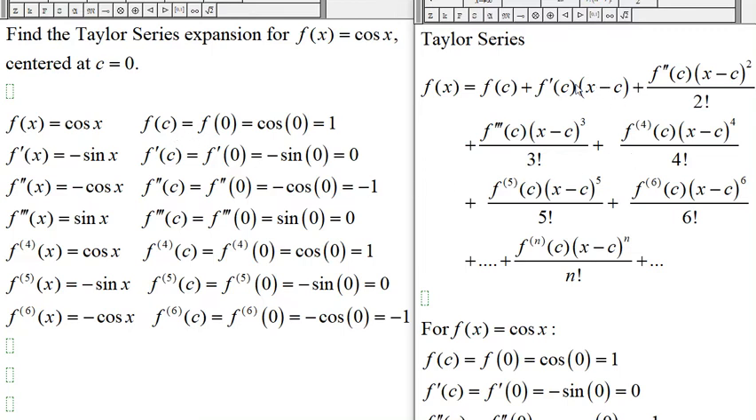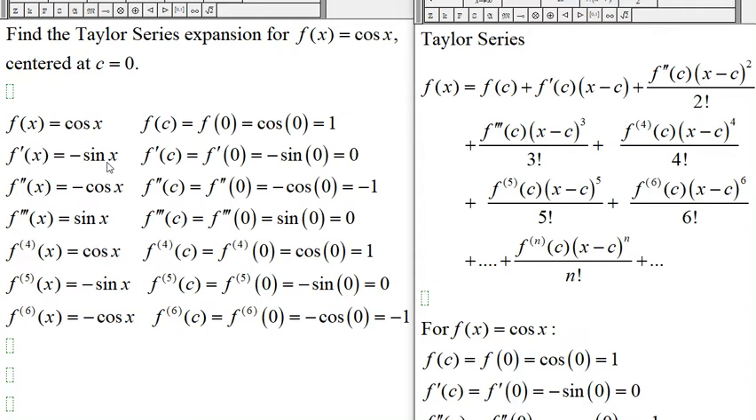And so in the place of f of c, we have 1. In the place of the first derivative, we get 0. The second derivative at c, we get negative 1. The third derivative, we get 0. The fourth derivative is 1. And then the fifth derivative, we get 0. And the sixth derivative, we get negative 1.